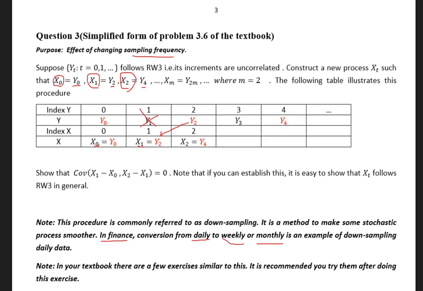Well, now let's go to the solution part. We need to show that the covariance of x1 minus x0 and x2 minus x1 is 0. That is, we need to show the covariance between the increments is 0. And note that if you get this skill and can do this, it is easy to do those exercises that are in the book. So let's get to the solution.